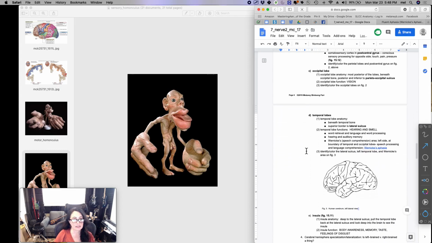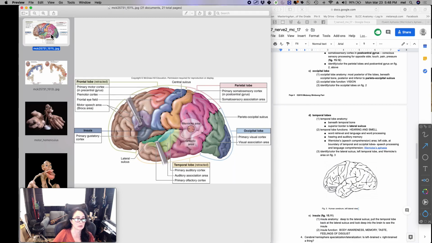All right, so now let's move to the temporal lobes. Okay, the temporal lobes are here. Okay, and the temporal lobes are beneath the lateral sulcus. So if you look at a lateral view of the brain and go beneath the lateral sulcus, you will see the temporal lobes. And their primary function is hearing, which is easy to remember because they're kind of right under your ears. And they also are smell.